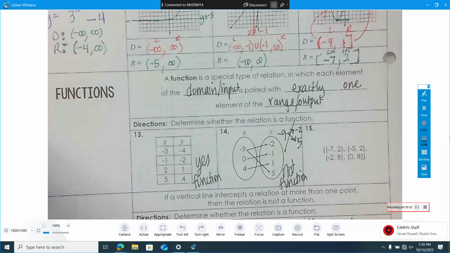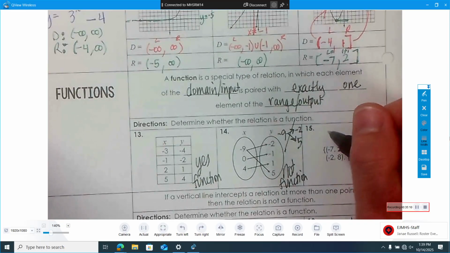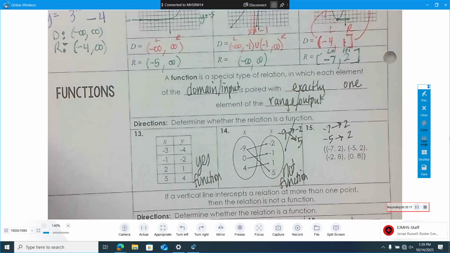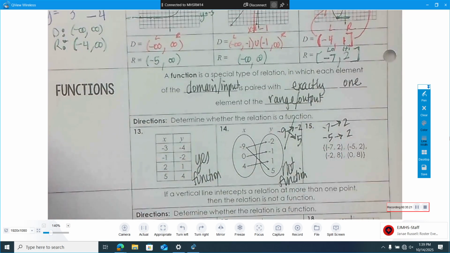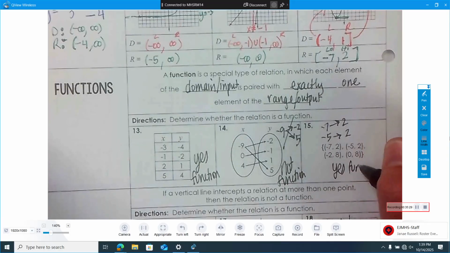All right, what about 15? Where is the issue here? At -5 and at -7 it's both. But -7 is outputting a 2, and -5 is outputting a 2. They have the same output, but not the same input. That's okay. This is fine. The input has one output. The input is not being sent to two different places. Okay? So yes, this is a function.